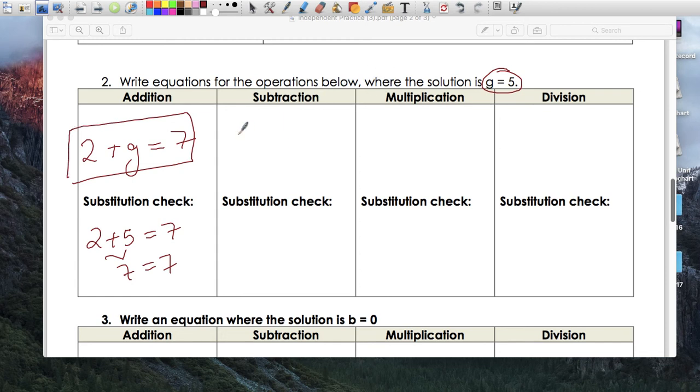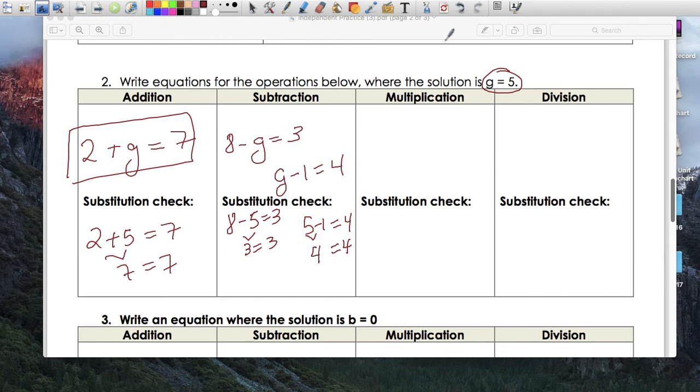Subtraction. Let's see. 8 minus g equals 3. So g is 5, right? So let's see if I substitute 8 minus 5 equals 3. 8 minus 5 is 3, which equals 3 on the other side. So that works. Let me do one where the variable comes first. So g minus 1 equals 4. Is that right? So if I substitute g was 5, would that give me 4? Let's see. 5 minus 1 equals 4. Yep, that works.